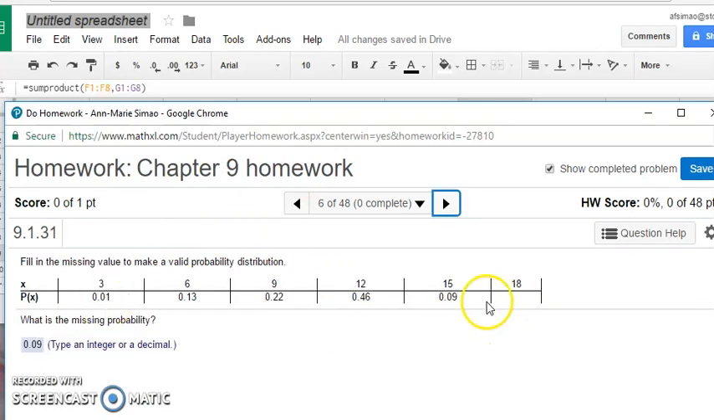For this one, the missing probability, remember it always has to add up to 1, so you add everyone else together. 0.01 plus 0.13 plus 0.22 plus 0.46 plus 0.09 is going to equal 0.91. Therefore, 1 minus 0.91 is 0.09. 0.09 is the missing probability.